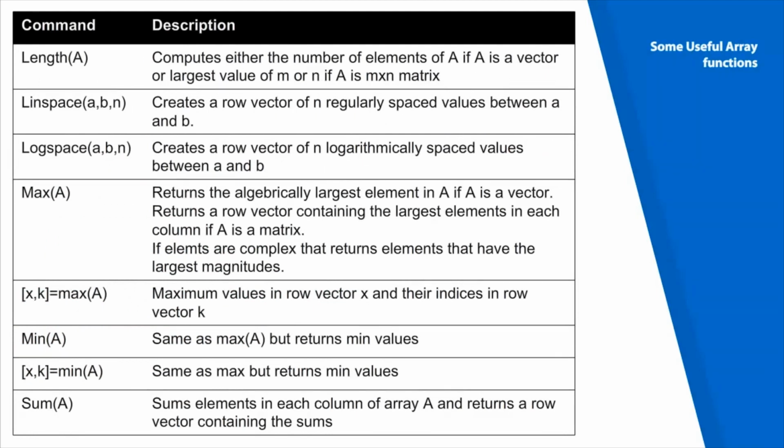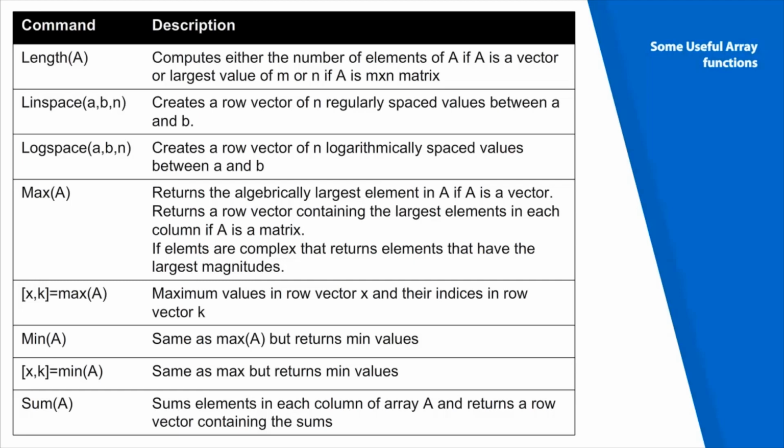There are lots of useful built-in functions that deal with arrays. Here are some useful array functions listed in this table. We have length of A that computes either the number of elements of A if A is a vector, or the largest value of either M or N if A is an M cross N matrix. Then we have linspace with A comma B comma N. So basically linspace creates a row vector of N regularly spaced values between A and B. Similarly, we have logspace of A comma B comma N, which creates a row vector of N logarithmically spaced values between A and B.